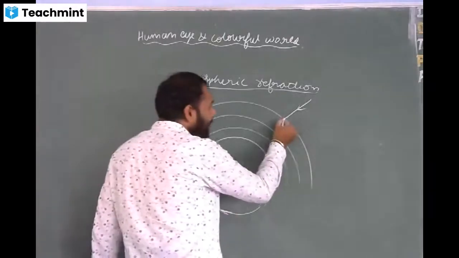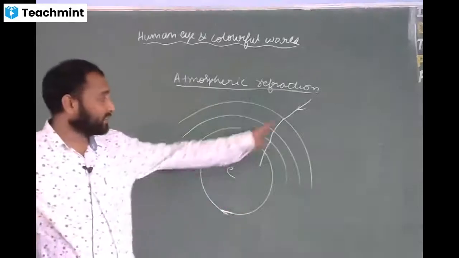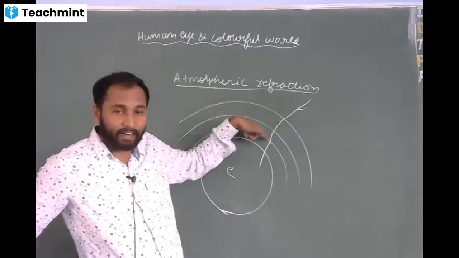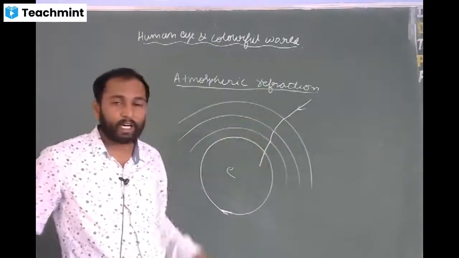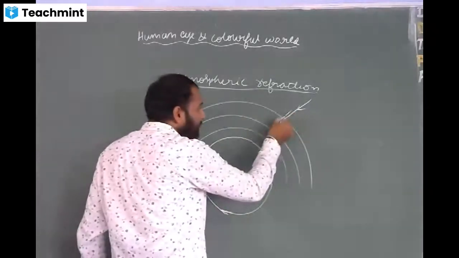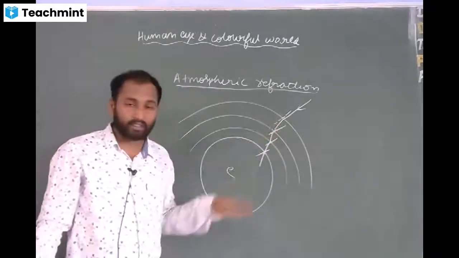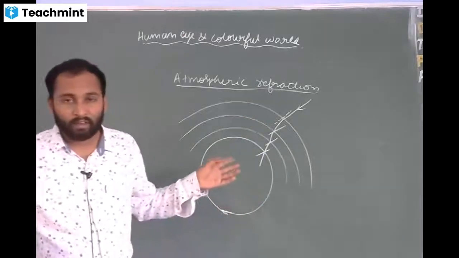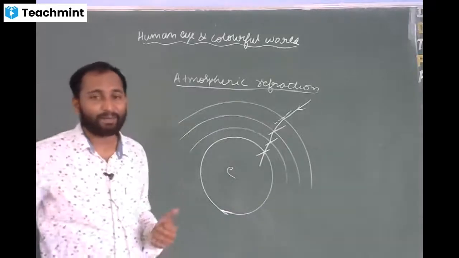The light ray will bend. So when light enters the earth atmosphere, the bending of the ray of light, we call it atmospheric refraction. Why will this ray bend? This is the normal at this point. You can see the ray is bending towards the normal. Why is the ray bending towards the normal? What is the reason? Rarer medium to denser medium, sir. Where is the rarer medium? Where is the denser medium?